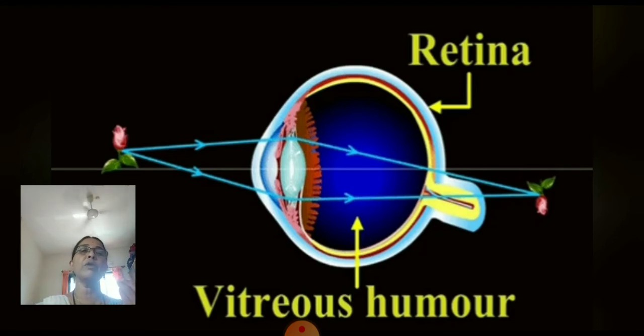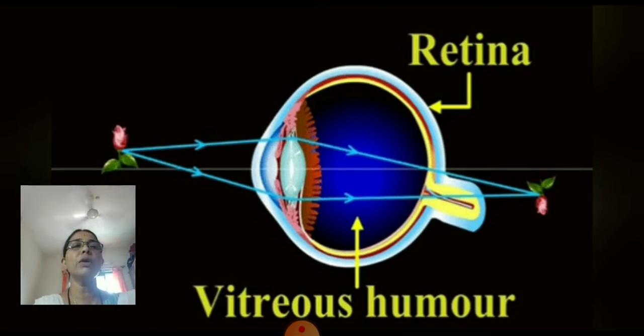This happens because the eyeball has shortened and the diameter has decreased. The curvature of the cornea and the eye lens also decreases, and the distance between them also decreases because the eyeball is shortened.